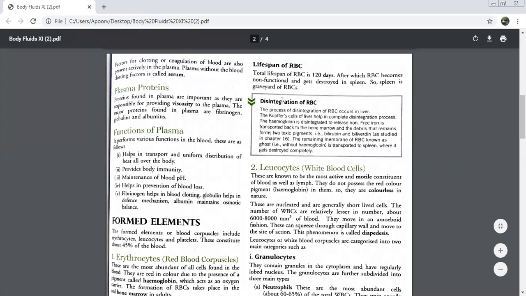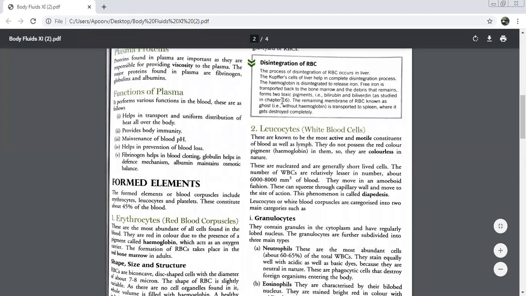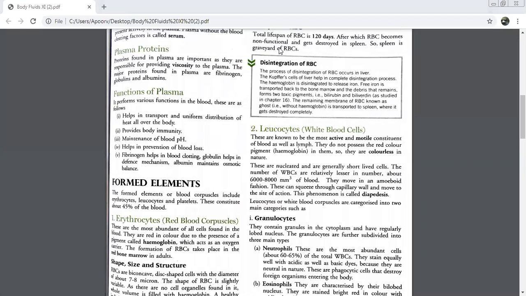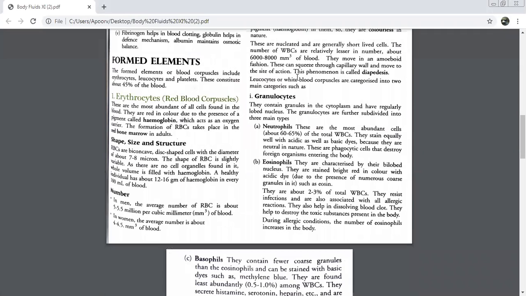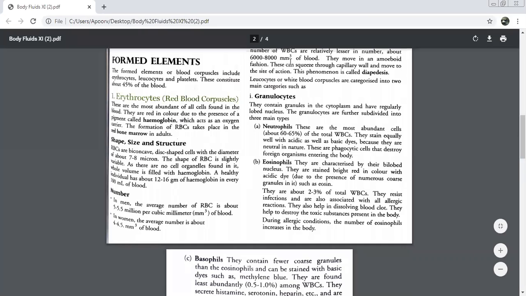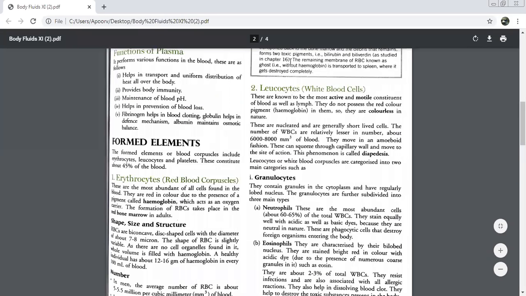Remember, what is the lifespan of an RBC? 120 days. Name the cells in the liver which help in the disintegration of RBCs. Kupffer cells. Yes. A healthy individual has how many grams of hemoglobin in 100 ml of blood? 12 to 16 grams.